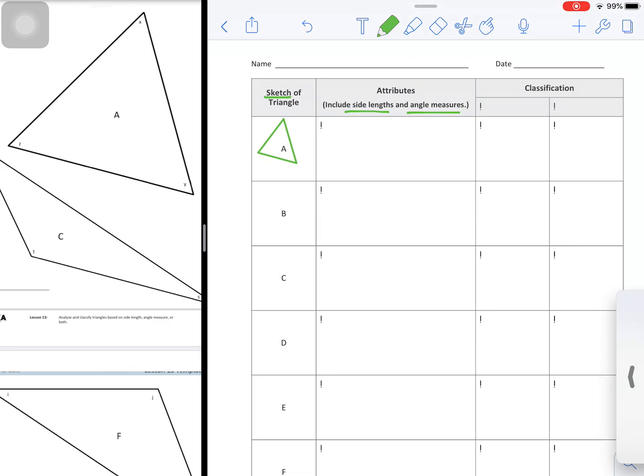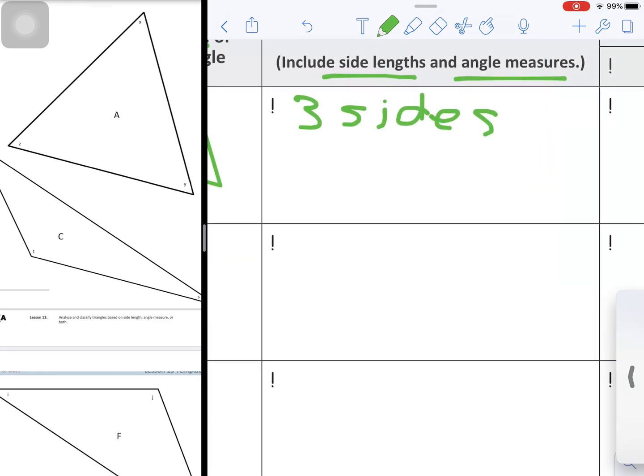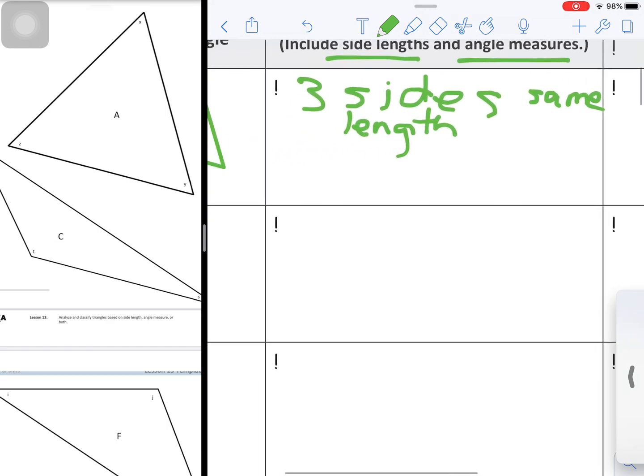So one of the things we noticed is that the side lengths has 3 sides. I'm going to make mine a little bit bigger with the same length. We have a fancy name for that, which I'll give you in just a minute, because that's what we're going to write over here.